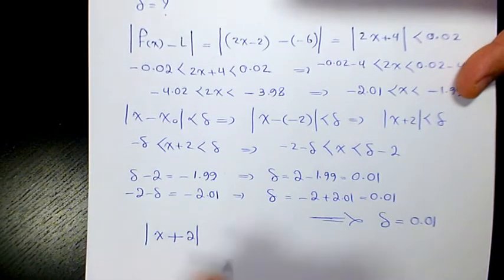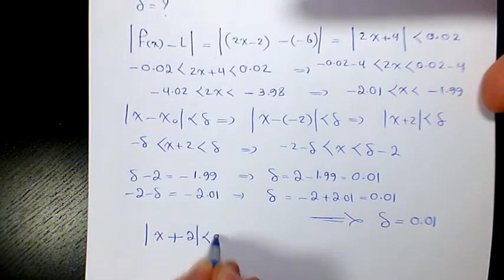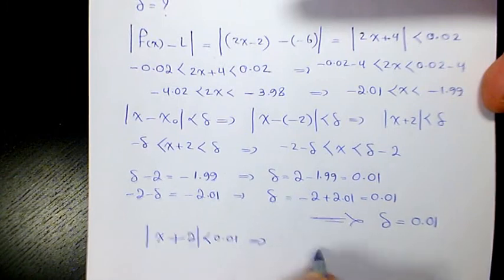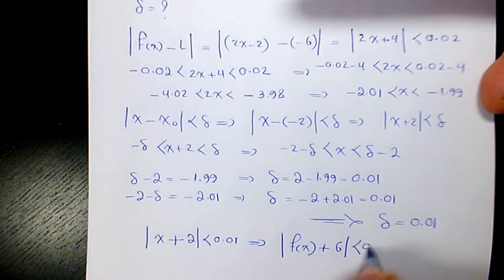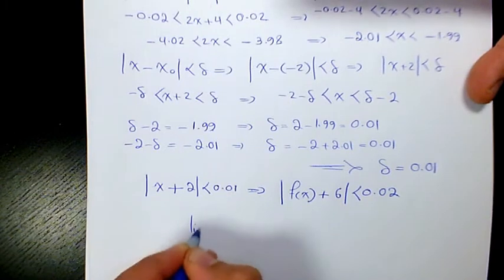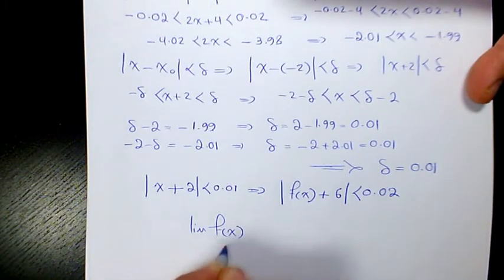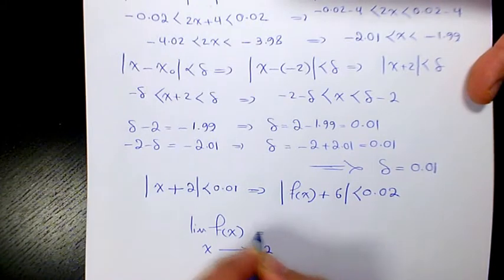So we can say that x minus negative 2, which is x plus 2, is supposed to be less than 0.01. Then you conclude that the absolute value of f of x plus 6 is going to be less than 0.02. And you can conclude that the limit of f of x when x is approaching negative 2 is going to be equal to negative 6.